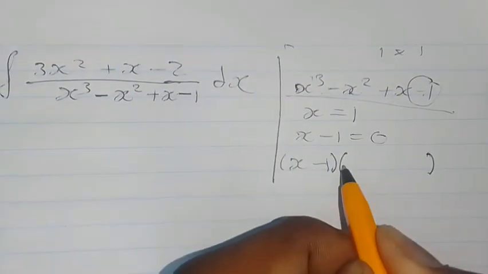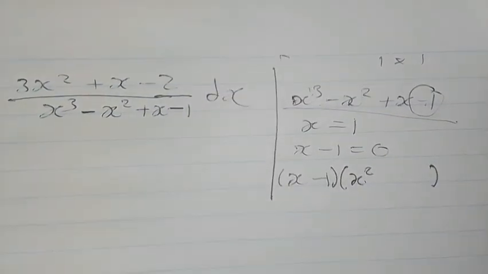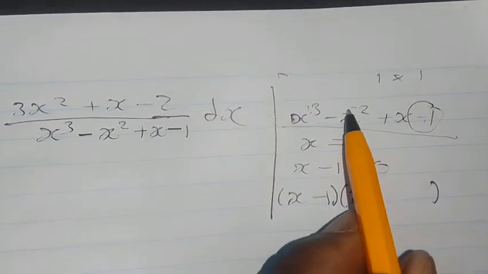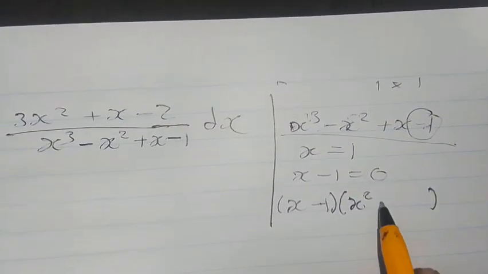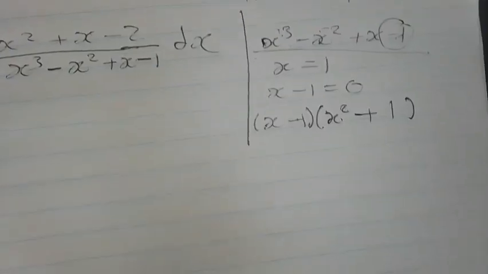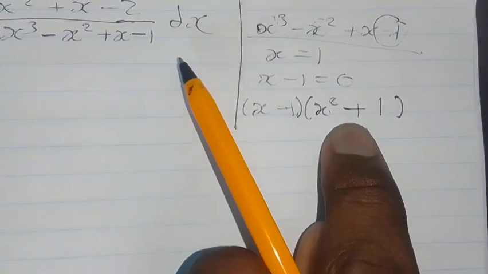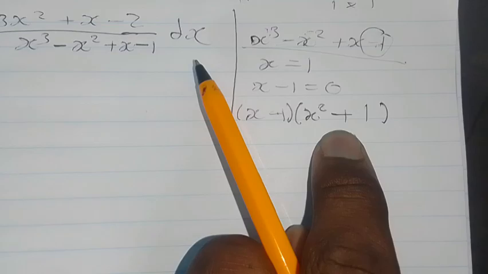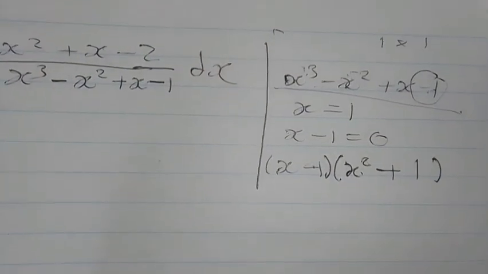If you use long division, you're going to have x cubed divided by x is x squared. Then we already have minus x squared, so there's no need to subtract. Minus 1 divided by minus 1 is going to be positive 1. So if you use long division, you'll end up with something like this. In the other bracket, you'll end up with x squared plus 1. You agree with me, right?